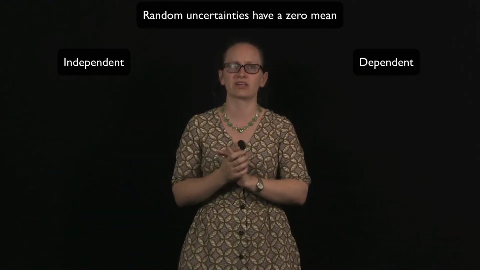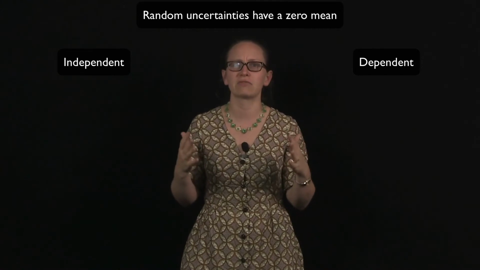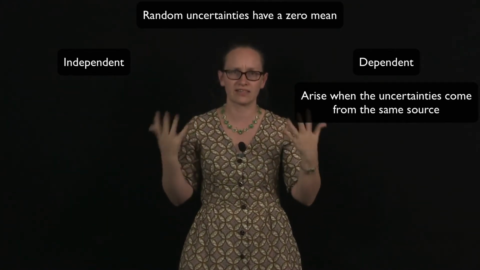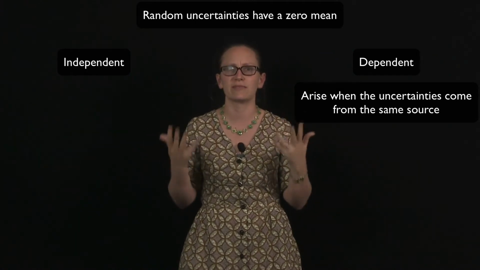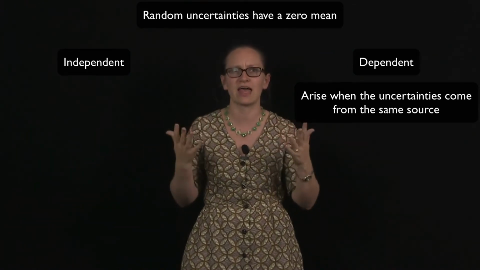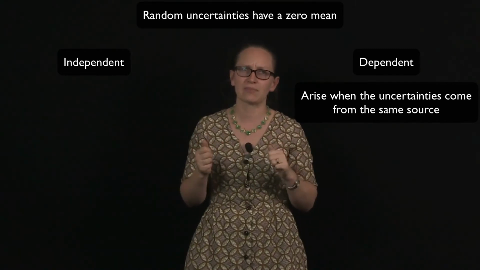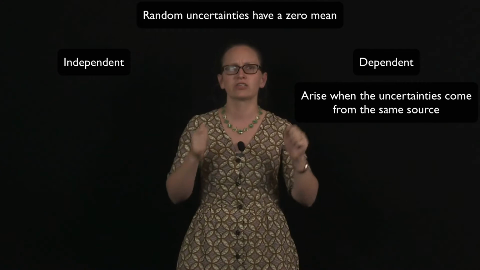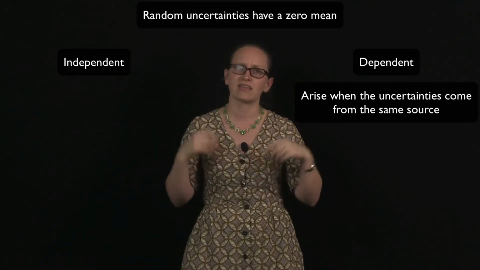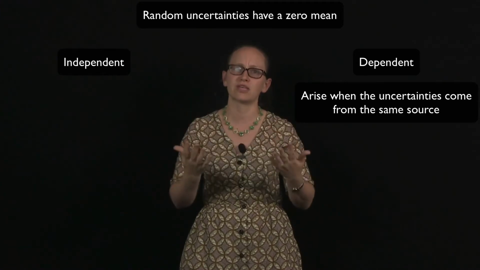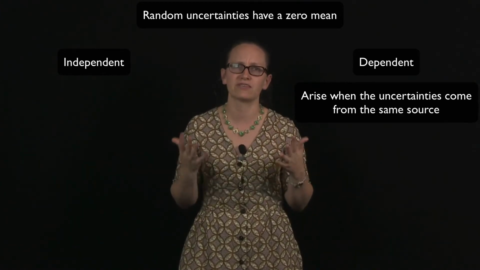Dependent random uncertainties are uncertainties that arise from the same source. A common reason this can happen is because the measurements have been made with the same or a very similar piece of equipment. So for example, if we used a tape measure to measure two different lengths, then the uncertainties in these lengths would be dependent as the measurement had been made with the same piece of equipment.